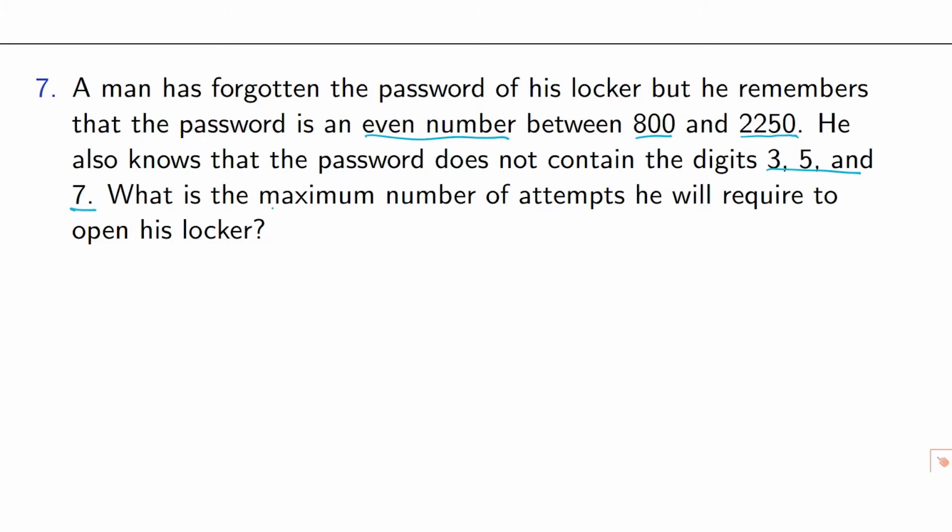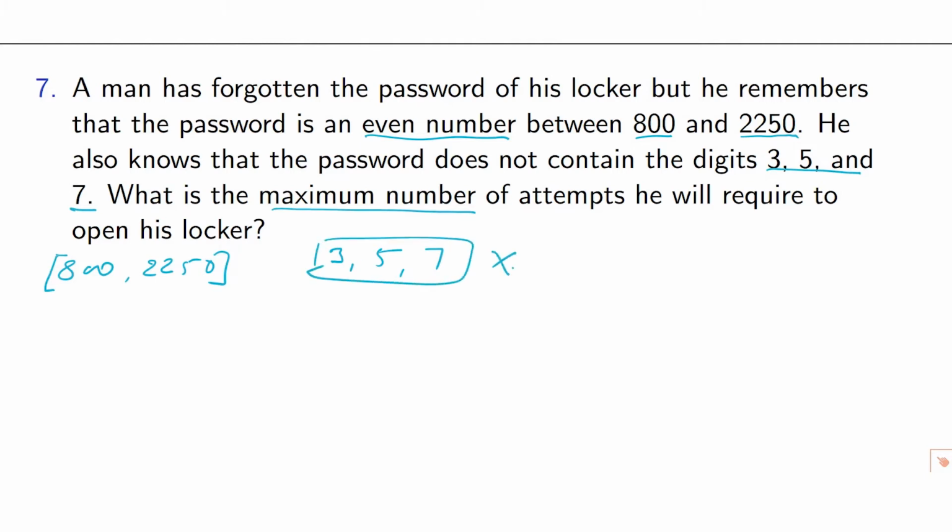Here maximum is important because it means that we have to count all the possible numbers between 800 and 2250. So let's count all these integers between these two numbers, including 800 and 2250. You have to check for all the integers which is an even number and does not contain the digit 3, 5 and 7. Okay, so let's count all these numbers.